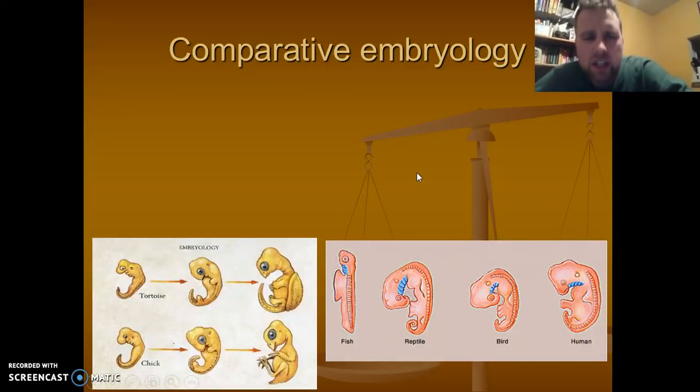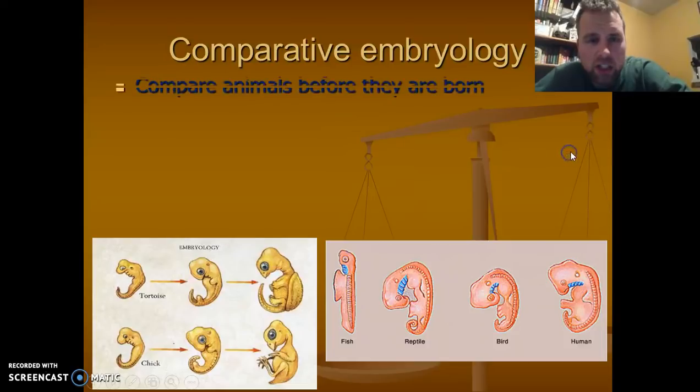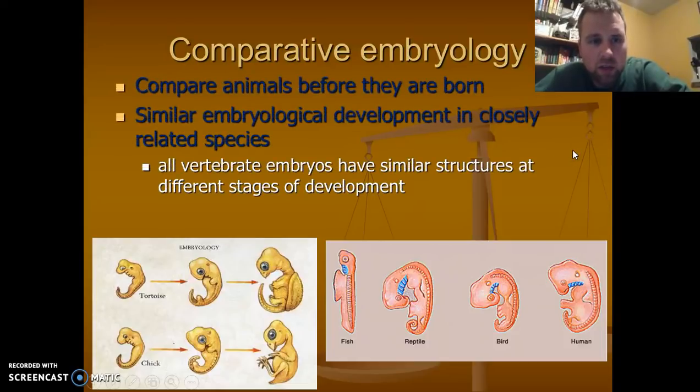Okay, next one is what we call comparative embryology. So what comparative embryology is, it's when we compare animals before they are born because they look similar, believe it or not. Similar embryological development in closely related species. So when we're in the embryo, before we're born, everything kind of looks the same, and they don't look the same because it's random. They look the same because we all have a common ancestor.